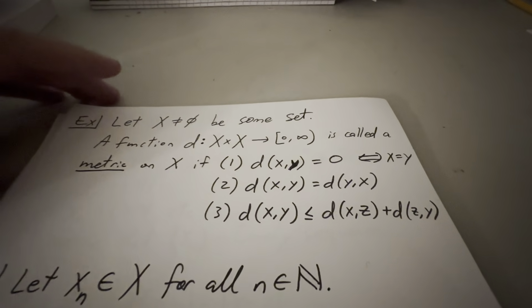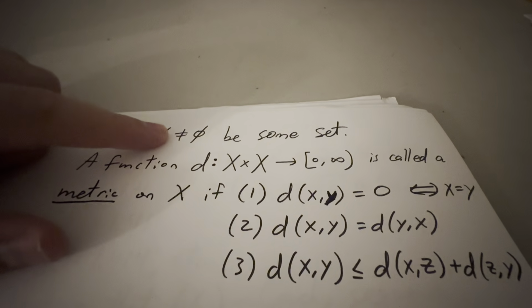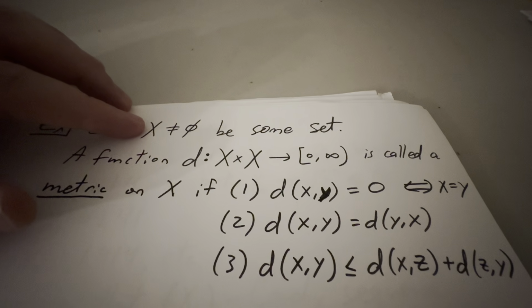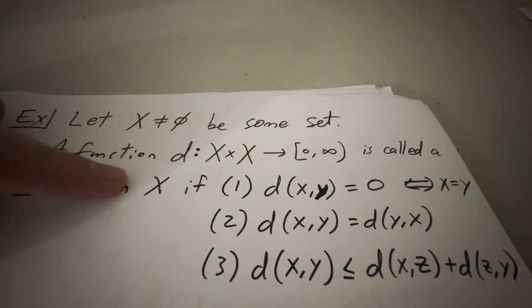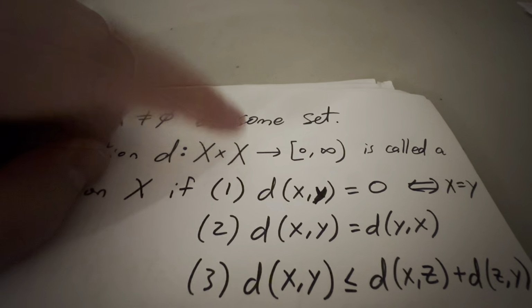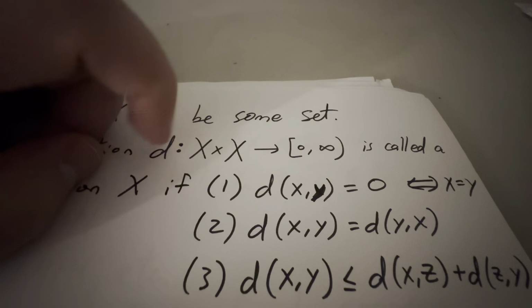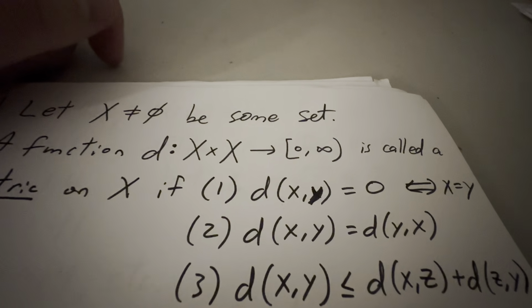Okay, so let's look at an example here. We have some set X. It's non-empty, because if it's empty, it's not interesting. We're going to let it be some set. We're going to define a function D on the Cartesian product X cross X, which means that we take a point from X and we take another point from X. So D acts on ordered pairs from X cross X.